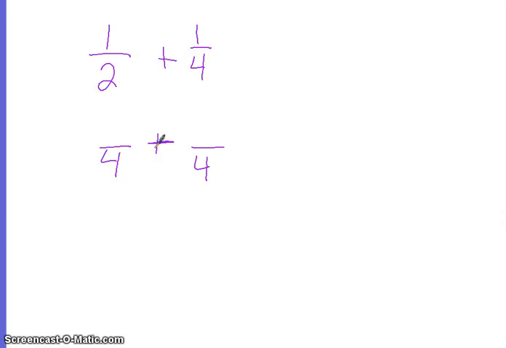So 2 times what gave me 4? Oh, 2 times 2 gave me the 4 on the bottom, so I have to do the same with the top. 1 times 2 gives me 2, so my new fraction is 2 fourths. The second fraction is already 1/4, so my denominator is already 4, so it's going to stay the same.